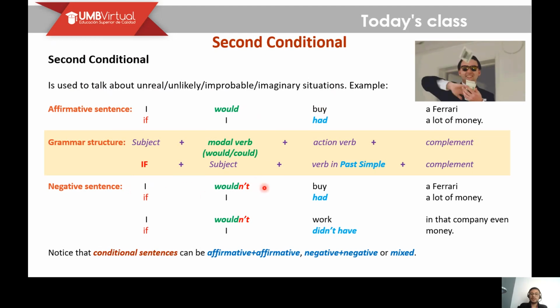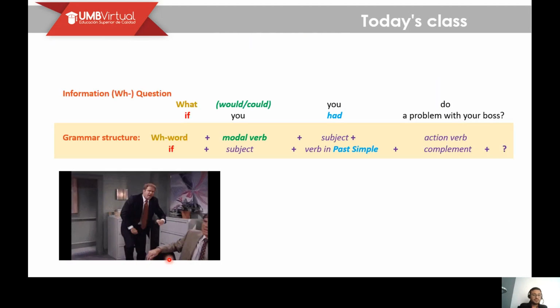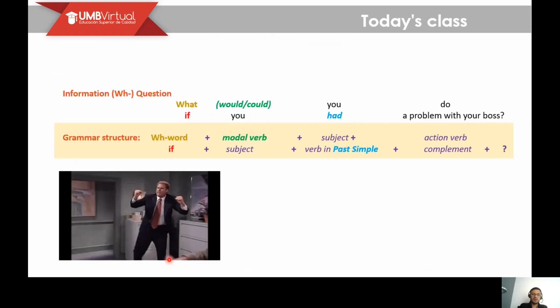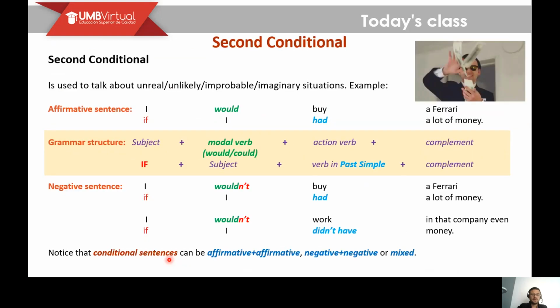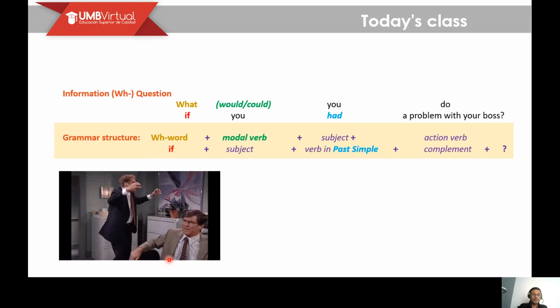The negative form, we add the negation directly to the modal verb over here. And if you have in here a negation, you can add it directly to the verb, and that's it. If I hadn't a lot of money, yeah, could be like that.